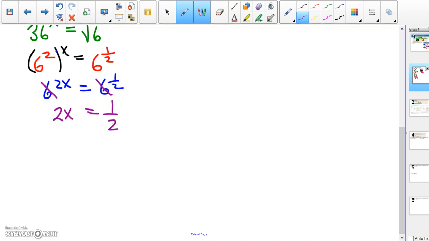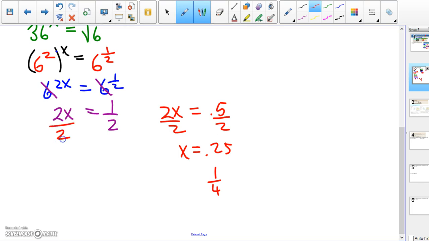2 times what equals 1/2? Or, if you need to change it into decimal form, 2 times something equals 0.5. We're going to divide by 2 and get 0.25 or 1/4. Mathematically over here, when you divide by 2, how I would do it is I would say, well, there's already a division symbol here. So when I divide by 2, I see that there are 2 2's. That's 2 squared, that's 1/4. x equals 1/4.